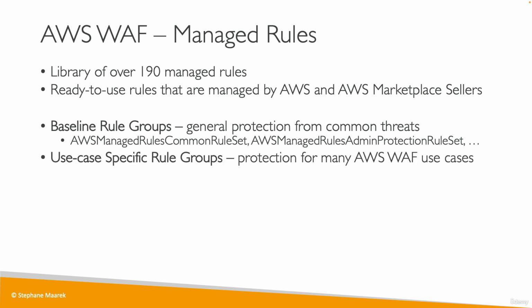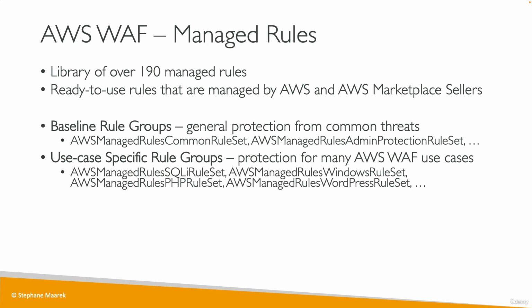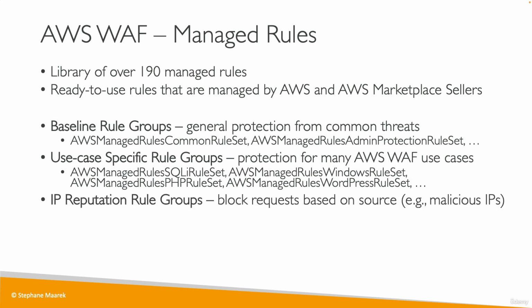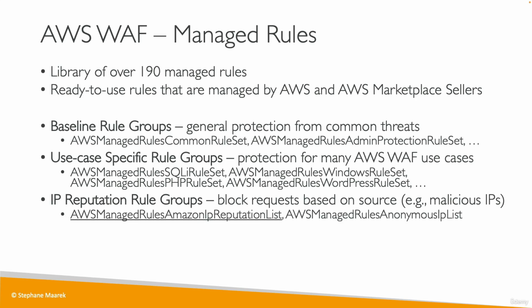Then you have use case specific rule groups, and they give you protection for many use cases, such as the SQL rule set, the Windows rule set, the PHP rule set, the WordPress rule set to protect this kind of application. Then you get IP reputation rule groups. And this is to block requests based on the source IP. So for example, you have a malicious IP, and there is this very important rule called the Managed Rules Amazon IP Reputation List, which is a list of all the IPs that are trusted by AWS and those that are not trusted by AWS. And this can help you block spammers very quickly. You can also get anonymous IP list as a rule, and so on.